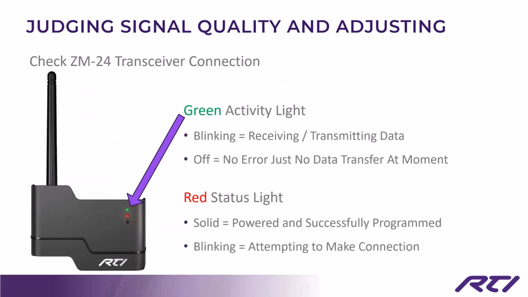All right, judging the signal quality. The thing that a lot of people always have questions about: how do I know that this is working? How do I know that the program took? Well, on the ZM24, it's a pretty simple way to identify it. The green activity light at the top of the ZM24, if it's blinking, means that it's receiving and transmitting data. It's all good.